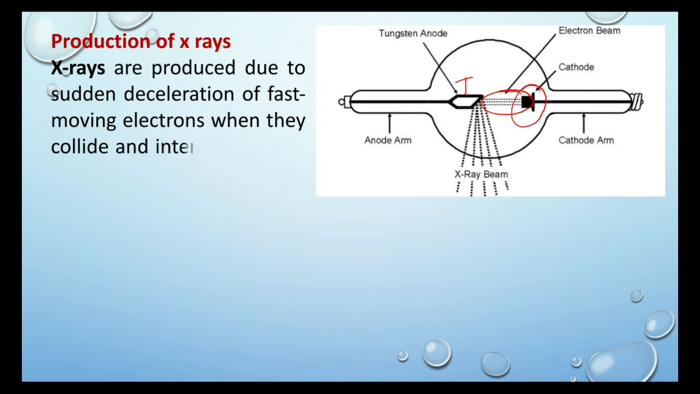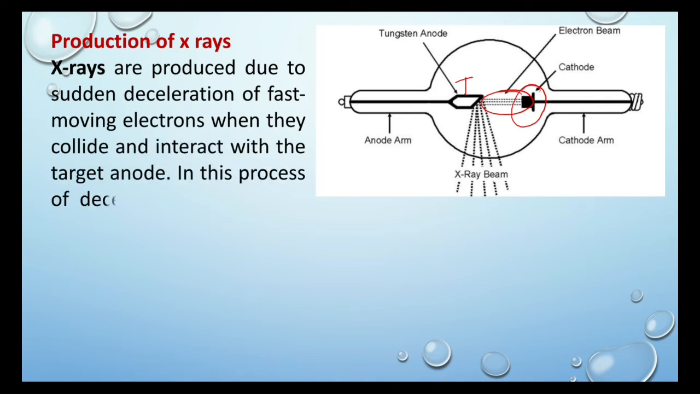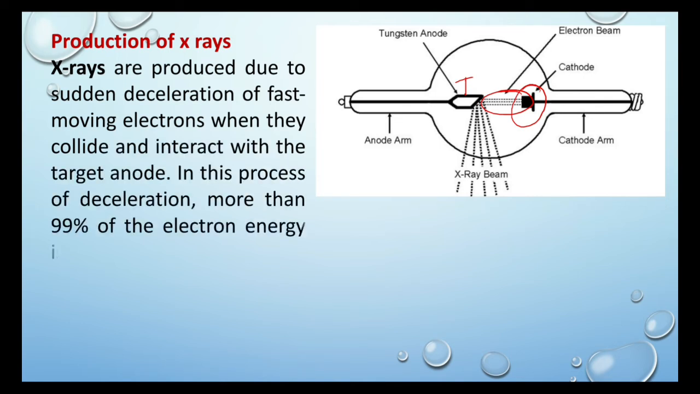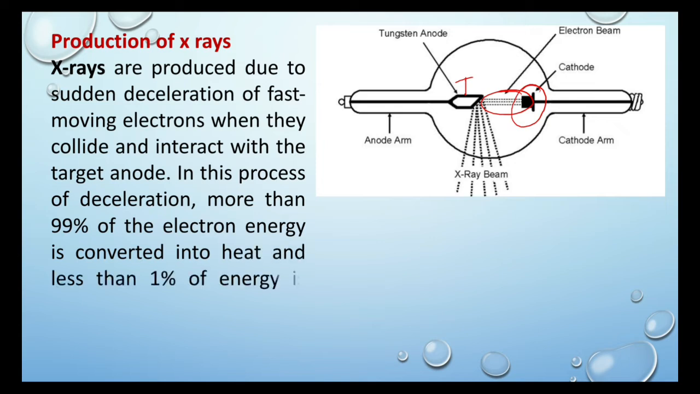Due to the sudden deceleration of fast moving electrons when they collide and interact with the target anode, X-rays are produced. In this process of deceleration, more than 99% of the electron energy is converted into heat, and only less than 1 or 2% of energy is converted into X-rays. Okay, so these are some points about the production of X-rays.